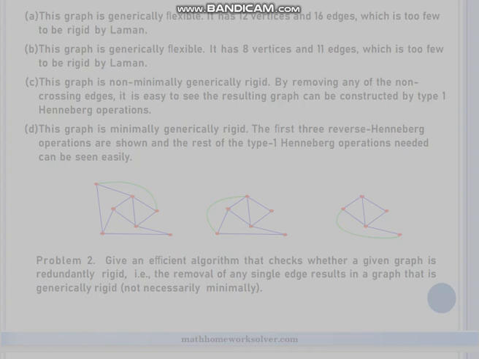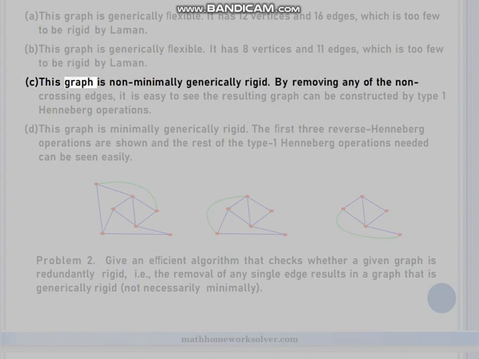Solution. A. This graph is generically flexible. It has 12 vertices and 16 edges, which is too few to be rigid by Laman's theorem. B. This graph is generically flexible. It has 8 vertices and 11 edges, which is too few to be rigid by Laman's theorem.